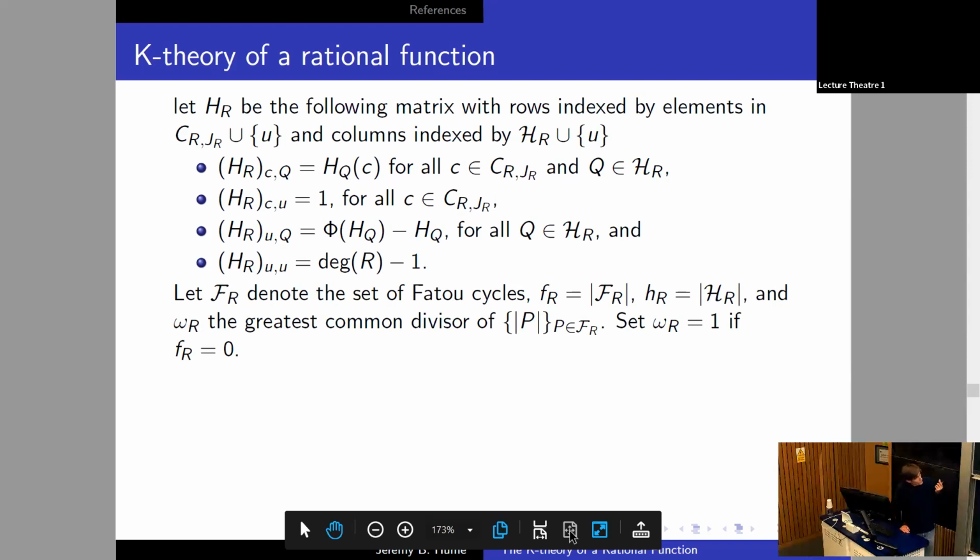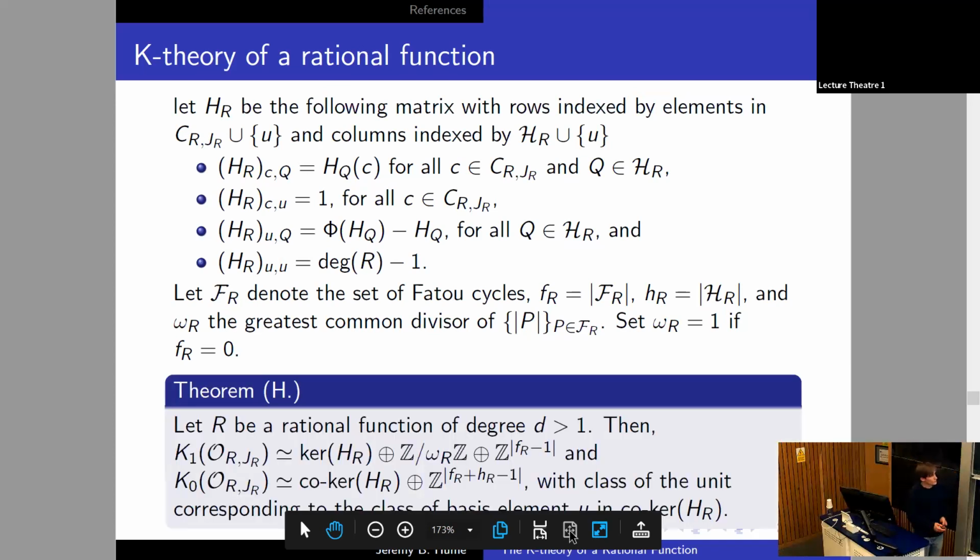For this, some more notation: we'll denote little fr to be the number of Fatou cycles I have for a given rational map. This is always going to be a finite number. Little hr will be the number of Hermann cycles. Omega r will be the greatest common divisor of all the cycle lengths. And if there are no Fatou cycles, we'll just set omega r to be 1.